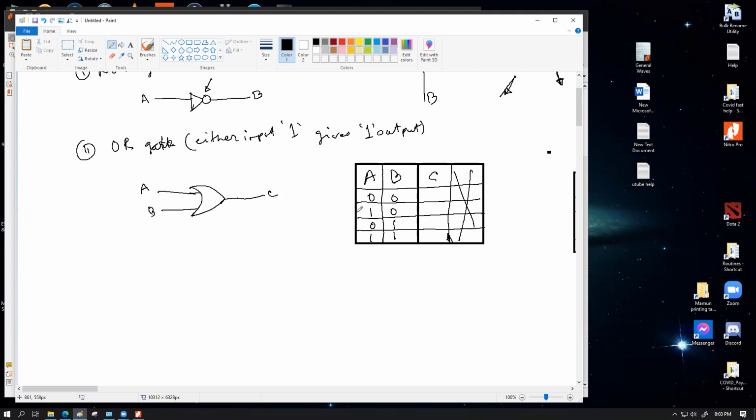So the OR gate works such that any of the inputs being 1, it will give an output 1, which means you're going to have 1 here, you're going to have 1 here, and both 1 means you're also going to get 1 here. You're going to get a 0 only for this case. That's the truth table for this logic gate.